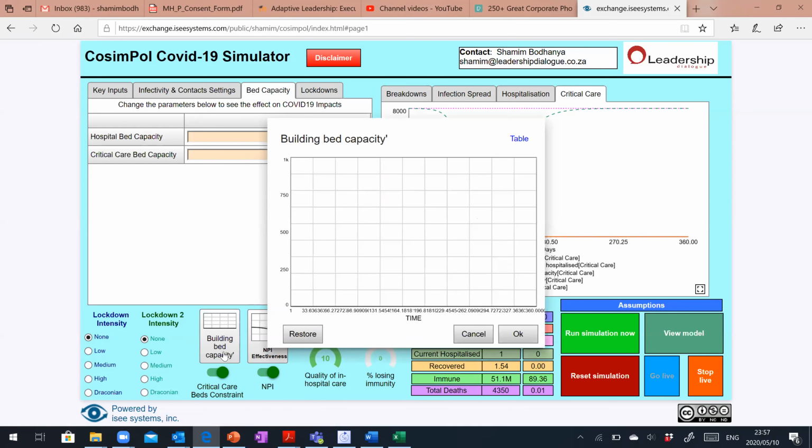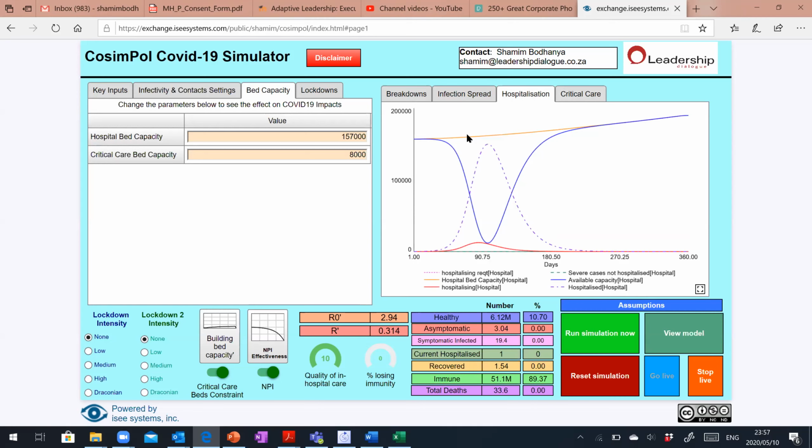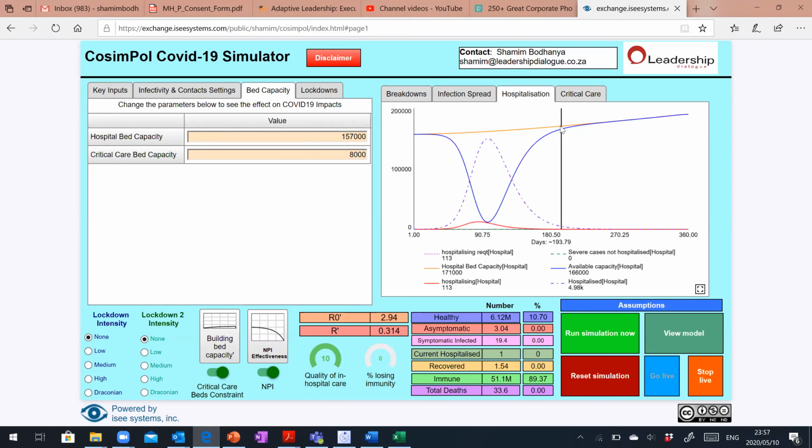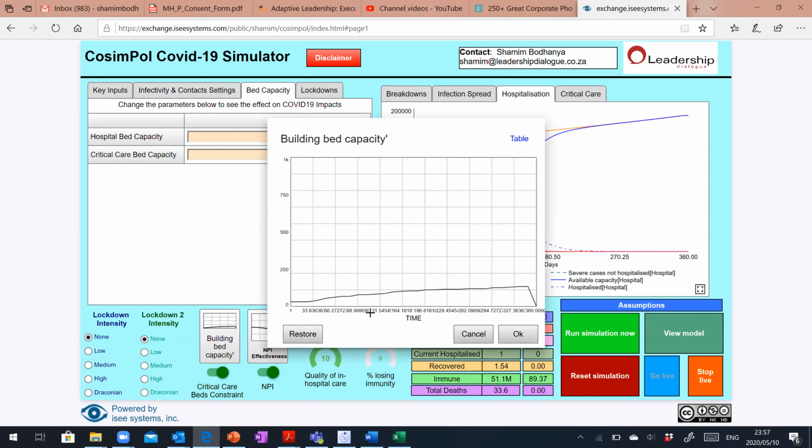So what we have here is the simulator enables one to model the ramping up of building of beds. So let's go to hospitalization. Now you'll notice that the orange line, whereas we started off, it was at 125,000, you now see the ramping up, and that ramping up is as a result of this kind of ramp up shown here. So as the user, one could model what the practical capacity, the practical flow in developing field hospitals might be. And that's where we would do that.